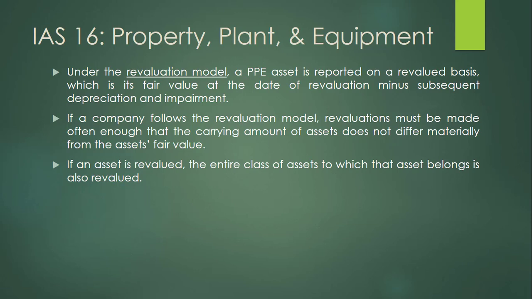Under the revaluation model, a property, plant, and equipment asset is reported on a revalued basis, which is its fair value at the date of revaluation minus subsequent depreciation and impairment. If a company follows the revaluation model, the revaluations must be made often enough that the carrying amount of the assets does not differ materially from the asset's fair value. If an asset is revalued, the entire class of assets to which that asset belongs is also revalued.